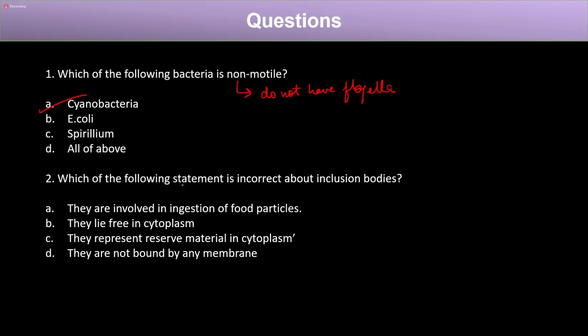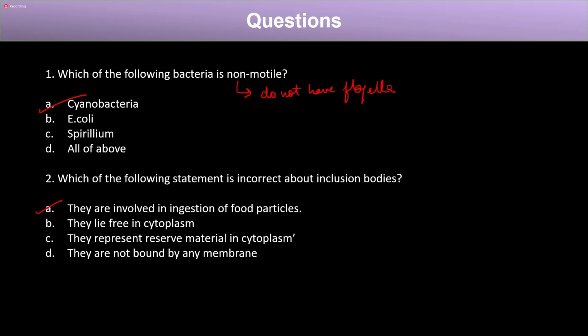The second question is, which of the following statements is incorrect about inclusion bodies? They are involved in ingestion of food particles. They lie free in cytoplasm. They represent reserve material in cytoplasm, and they are not bound to any membrane. So what will be the correct answer? What is incorrect about it? That they are involved in the ingestion of food particles, right? Because they are responsible for storing the material. They do not ingest the food particles. The one that ingests food particles should be present over the membrane.